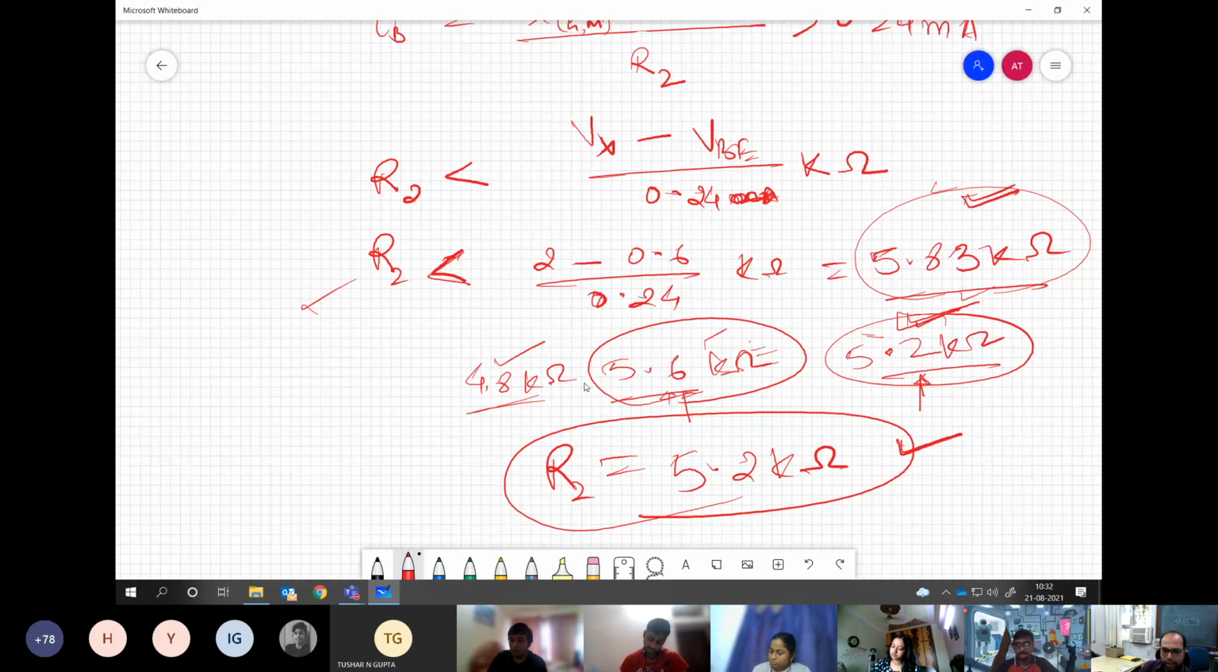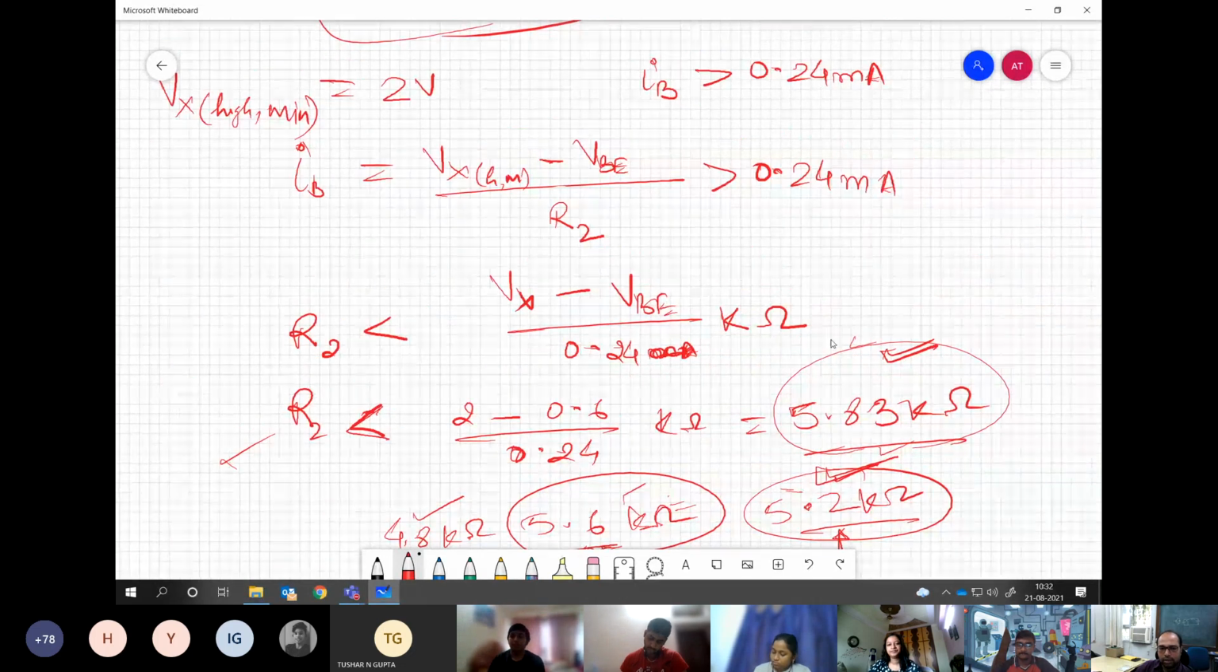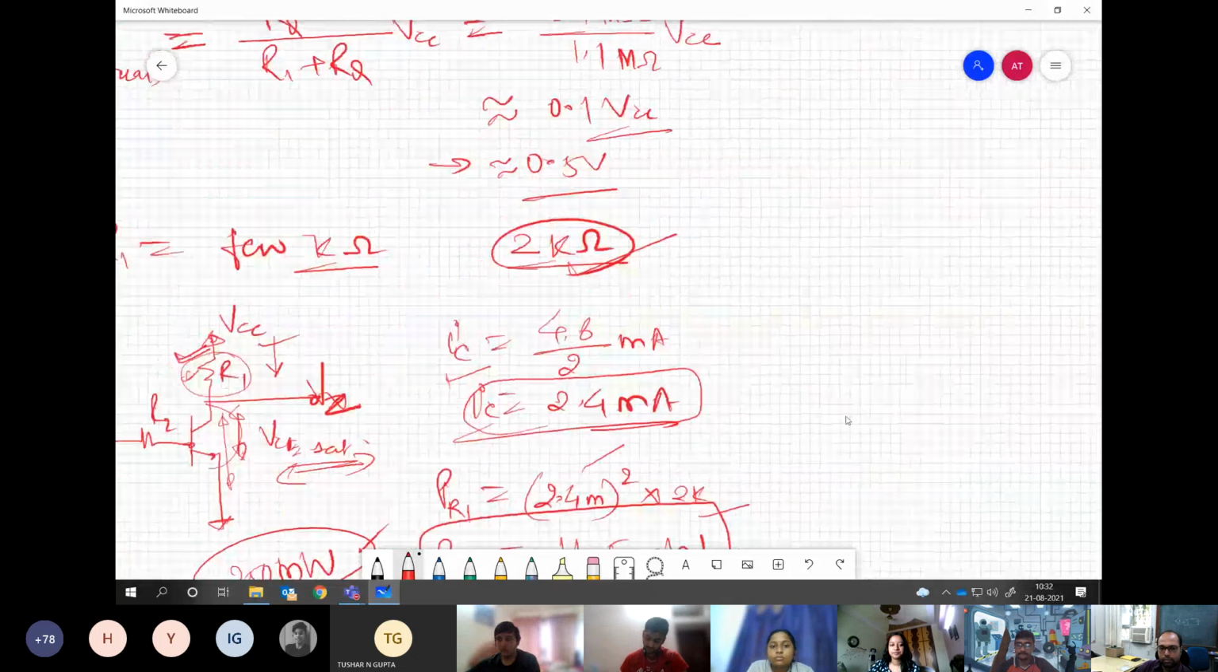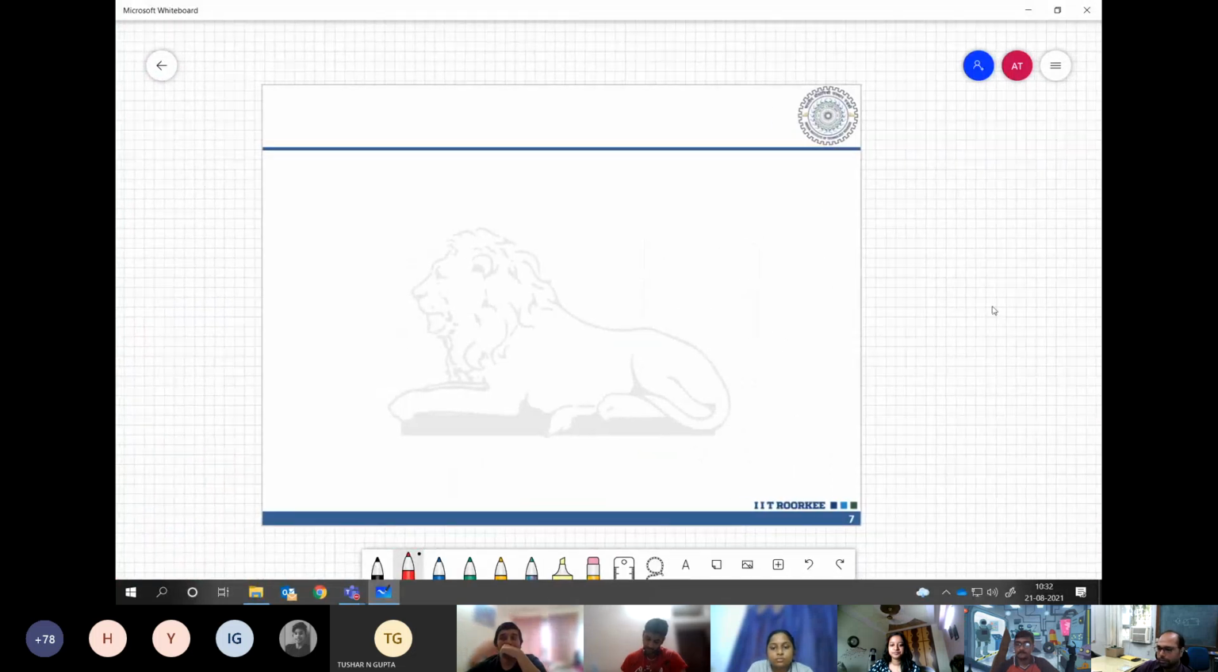Now we have decided the parameters for this transistor when we are trying to bias it in saturation mode. Am I clear or not? Yes, sir.